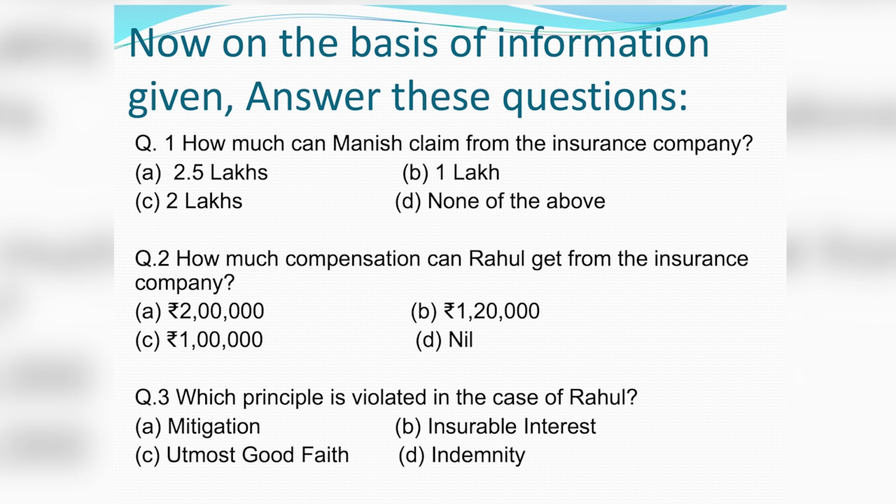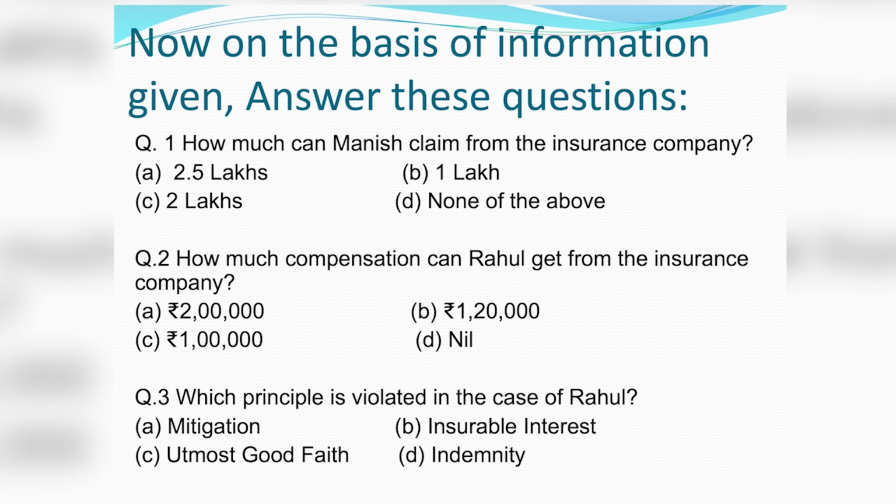Now, answer these questions that are based on given information. Question number 1 is, how much can Manish claim from the insurance company? Your options are A 2.5 lakh, B 1 lakh, C 2 lakh and D is none of the above. Now, the second question is, how much compensation can Rahul get from the insurance company? A is rupees 2 lakh, B is rupees 1,20,000, C is rupees 1 lakh and D is nil.